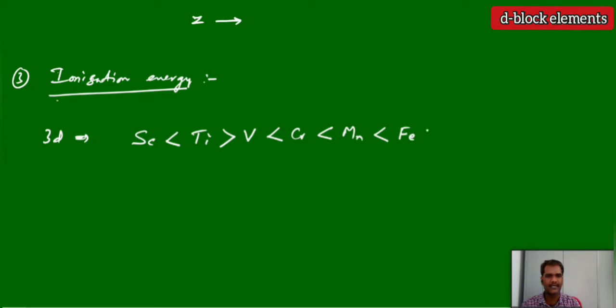Up to this it is again regular. But again from iron onwards, iron has more ionization energy than cobalt. Cobalt has more than nickel. Again, these three elements you can see regular behavior. Again, in the case of copper and zinc, more Z effective and more ionization energies. This is the ionization energies of 3d series elements.